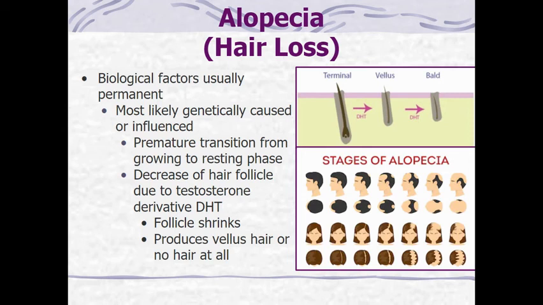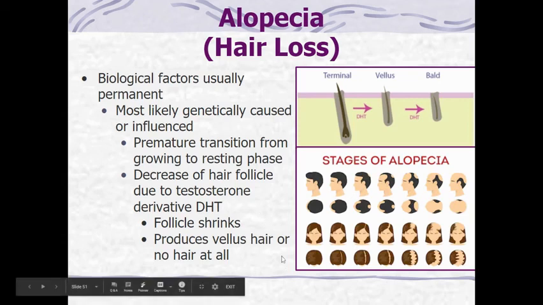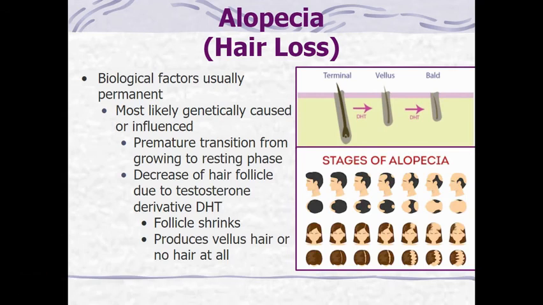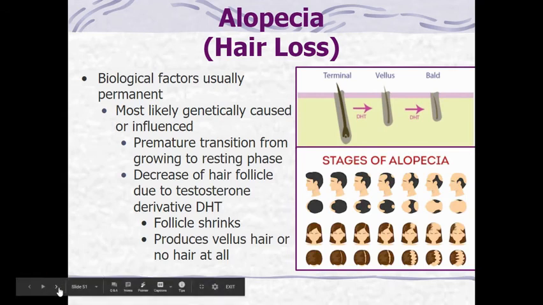And so that's when we see individuals who are starting to have patchy areas on their scalp. And then you see this wispy hair growing there instead of normal terminal hair. There's different stages of alopecia. So you can see here the different types of balding patterns that do exist. Not everyone balds exactly the same way.